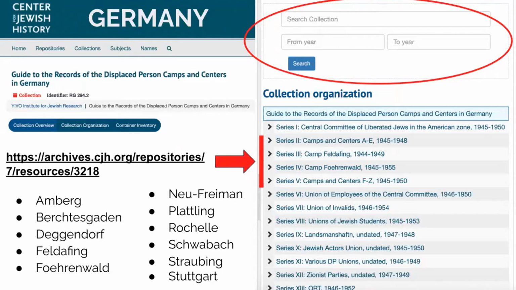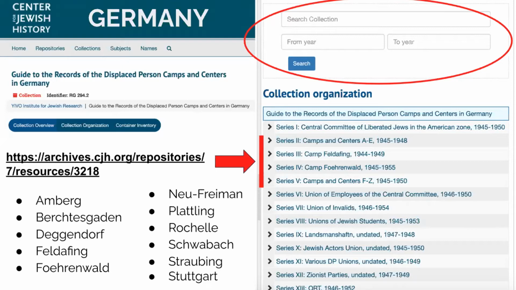For this collection, you want to look at Series 2 through Series 5. These include the records of 43 local DP centers, such as camps, open communities, and regional committees. The arrangement is alphabetical by the center's name. The contents and quantity of each center's files varied widely, from just a few items to an extensive archive. By far the largest in the latter category are the records from Camp Feldafing, Series 3.